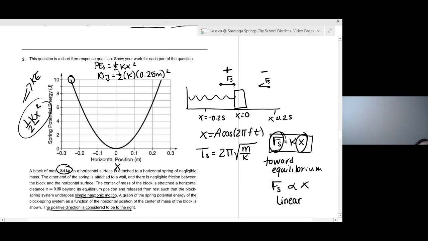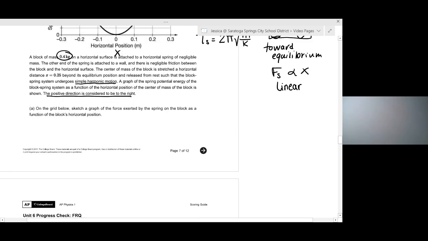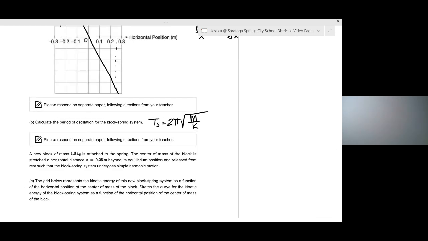Okay, so I'm going to multiply both sides by 2, and that gives me 20. So let's see here. I have 10 times 2 is 20, and then I'm going to divide by 0.25 squared, which gives me 320 newtons. Remember, the units are newtons per meter because it's a measure of the amount of force needed to stretch the spring. So now that I have k, I can find the period.